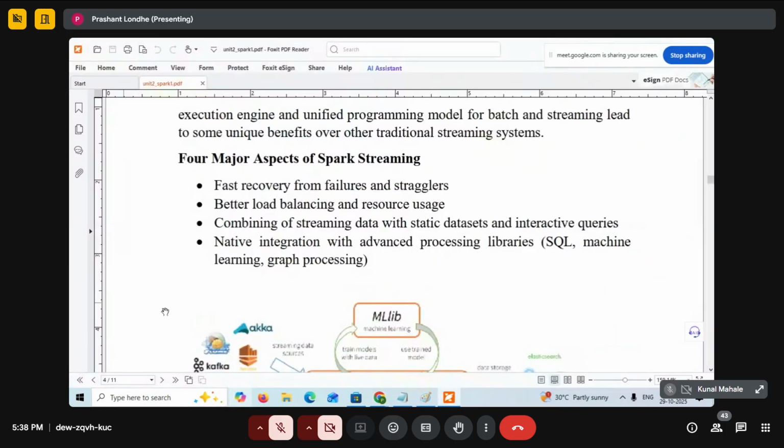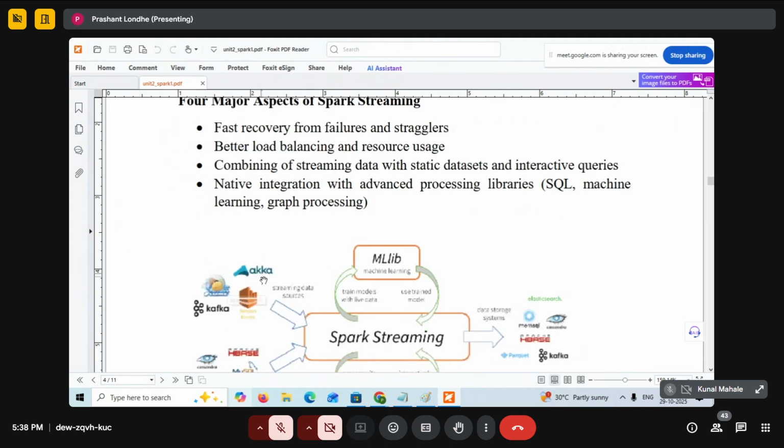So basically, these are four aspects of Spark Streaming. I repeat: faster recovery from failures and stragglers, better load balancing and resource usage, combining of streaming data with static data sets and interactive queries, and native integration with advanced processing libraries like SQL, machine learning, and graph processing. So these particular parts will be considered the four major aspects.